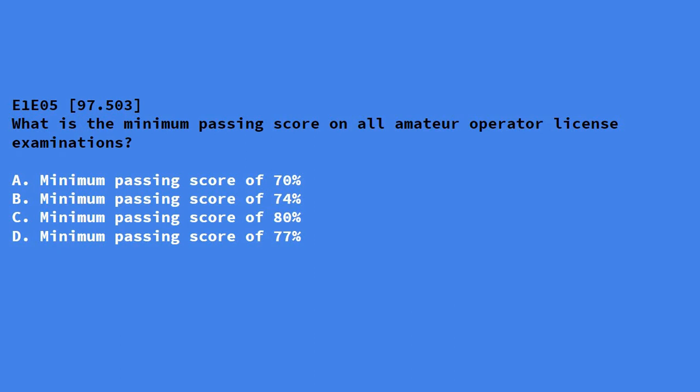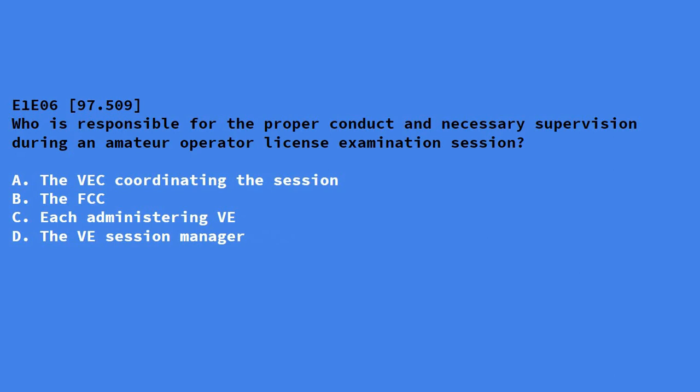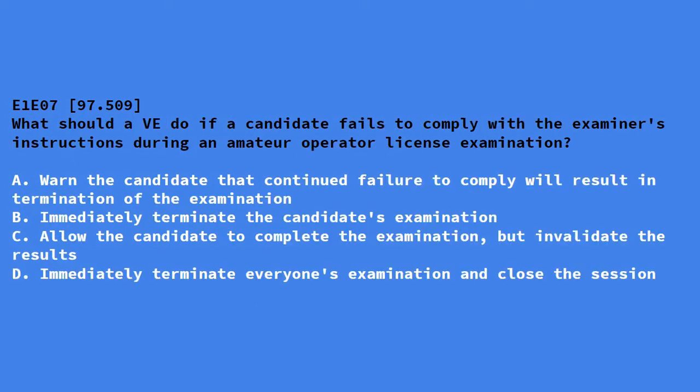E1E05, what is the minimum passing score on all amateur operator license exams? Answer is minimum passing score of 74%. E1E06, who is responsible for proper conduct and necessary supervision during an amateur operator license examination session? Answer is each administering VE. E1E07, what should a VE do if a candidate fails to comply with the examiner's instructions during an amateur operator license examination? Immediately terminate the candidate's examination.